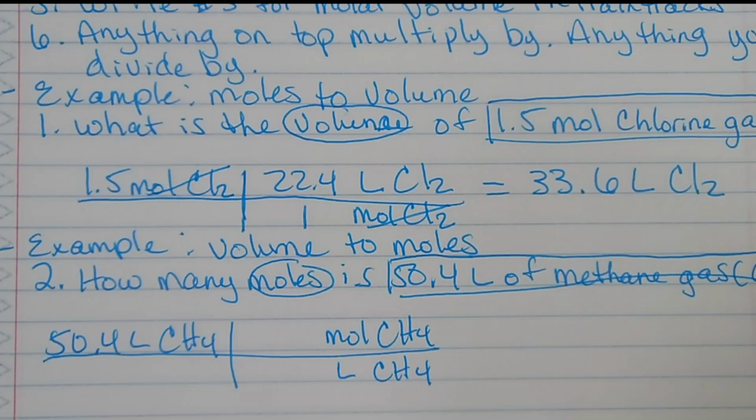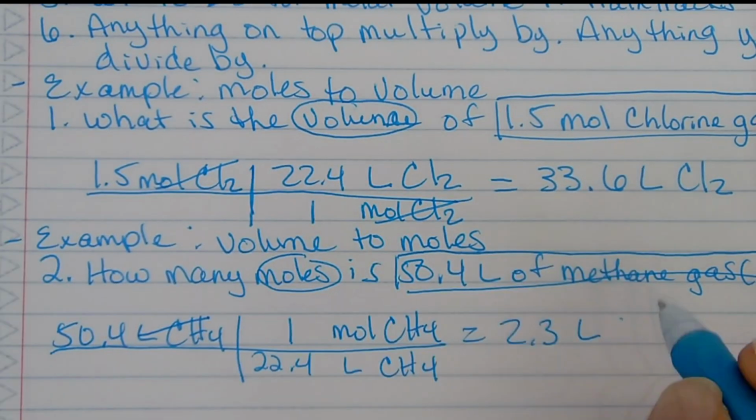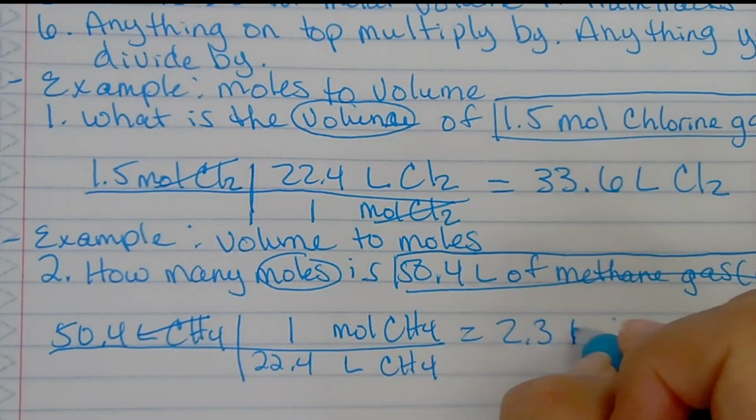What do I do with these numbers? Divide. How many decimal points am I going to go out? Just 1. So when you do that, you should get 2.3 moles, because liters cancels liters, 2.3 moles of CH4. Questions on that one?